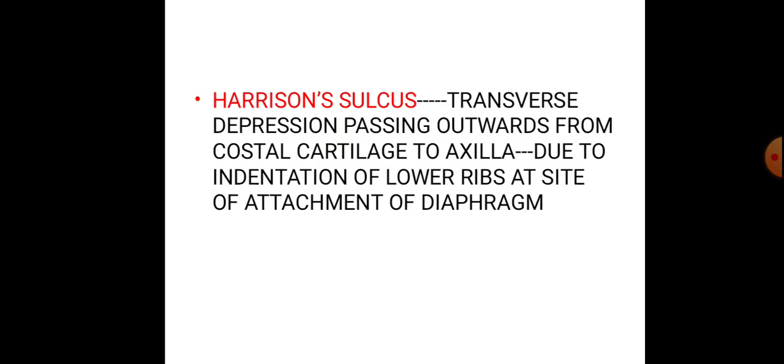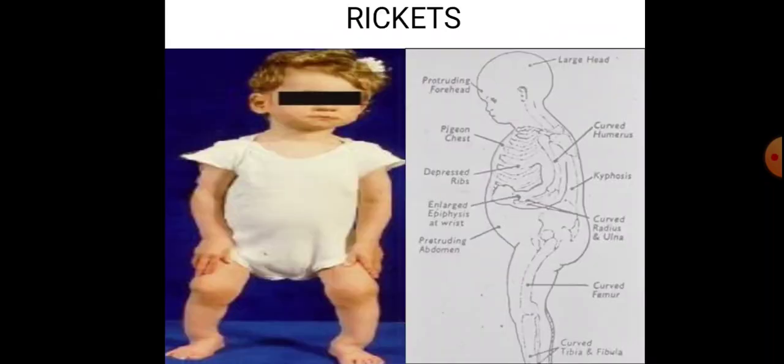So, which are the main bone deformities? These bones will be soft and pliable. There will be frontal bossing. Then rickety rosary will be there, and also Harrison sulcus will be there, and the long bones are mainly affected. Okay. So, see the image of Harrison sulcus. This is also a picture of a child with rickets features.